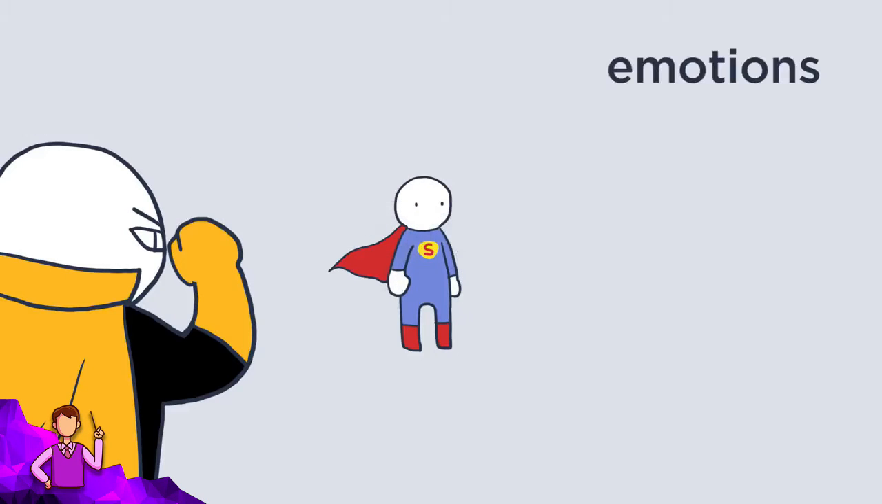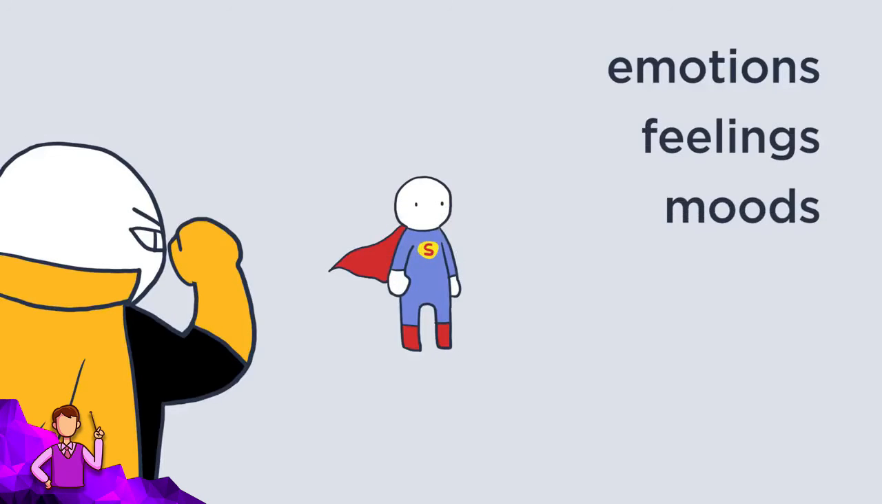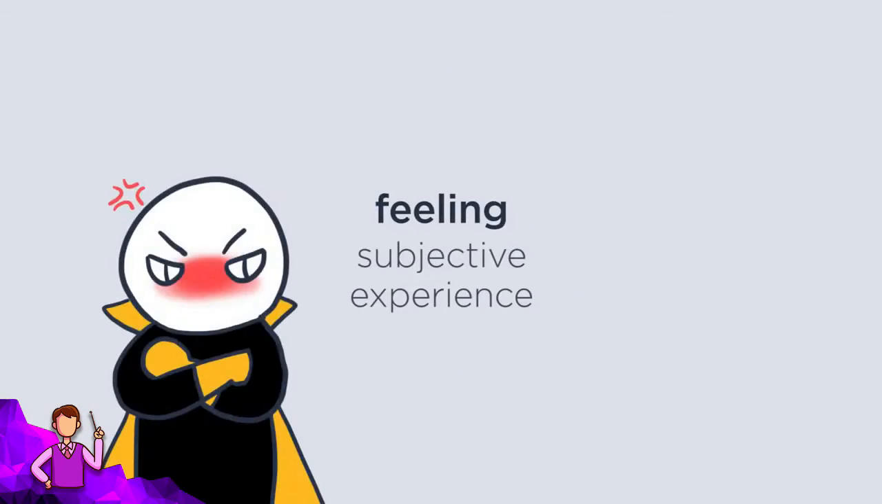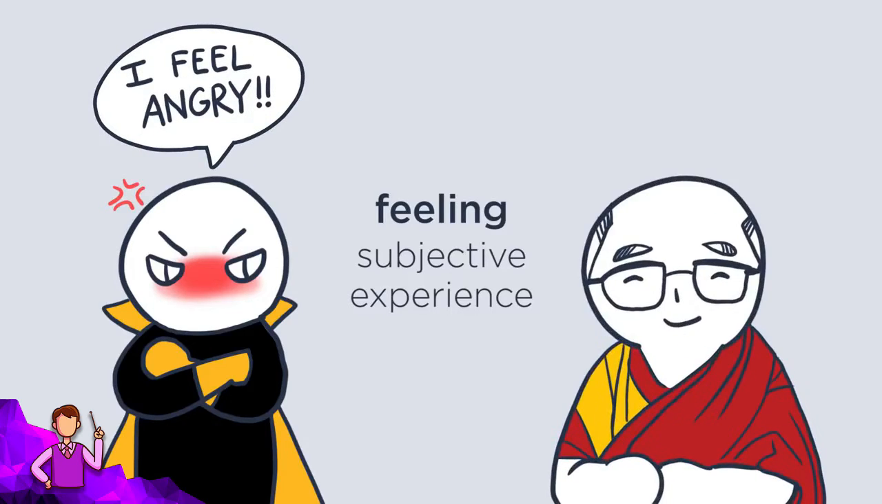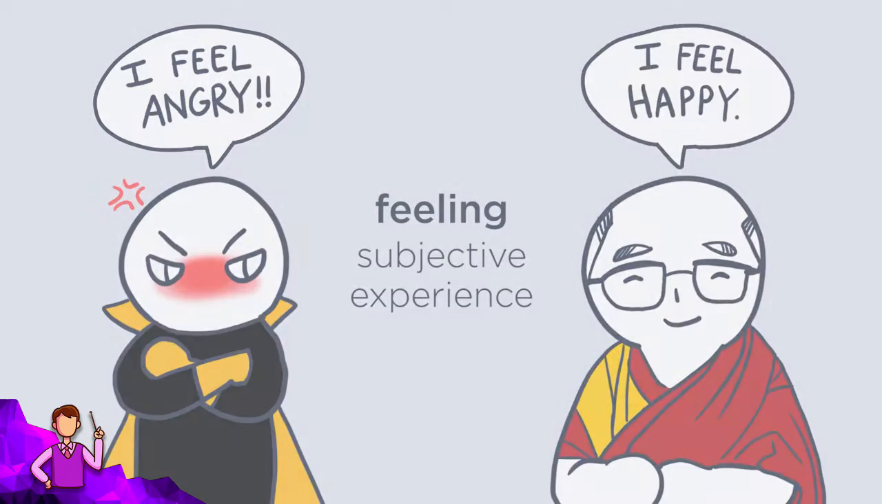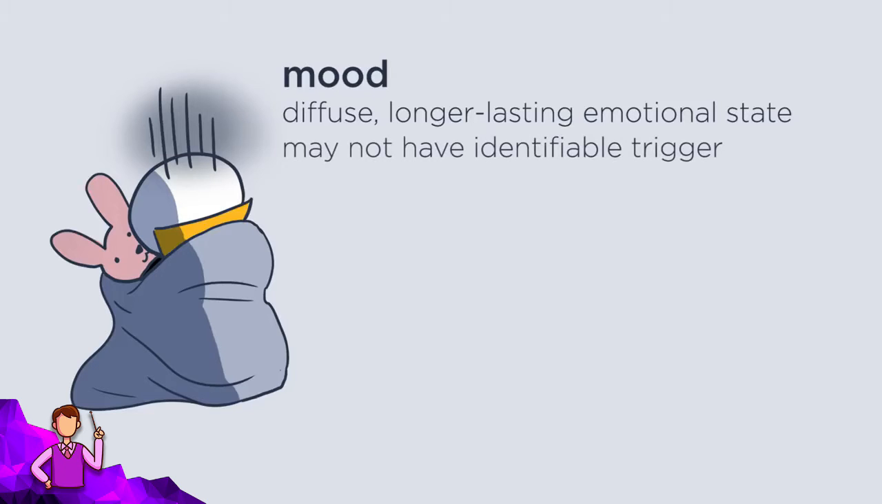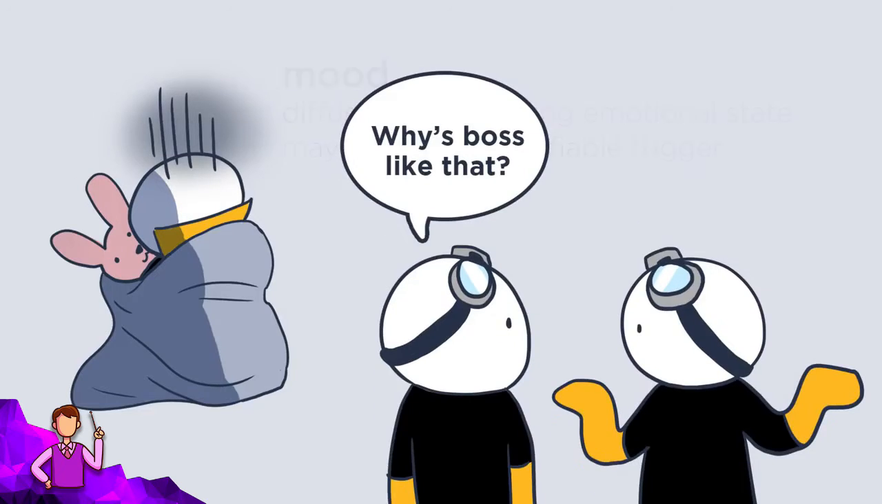First, let's distinguish emotions from feelings and moods. An emotion is an immediate, specific, positive or negative response to internal thoughts or external environmental events. A feeling is the subjective experience of an emotion. It's what we refer to when we say things like, I feel angry, or I feel happy. A mood, meanwhile, is a diffuse, longer-lasting emotional state that doesn't necessarily have an identifiable object or trigger.